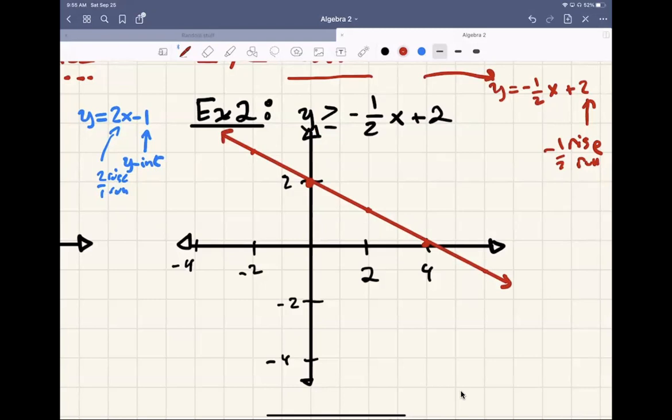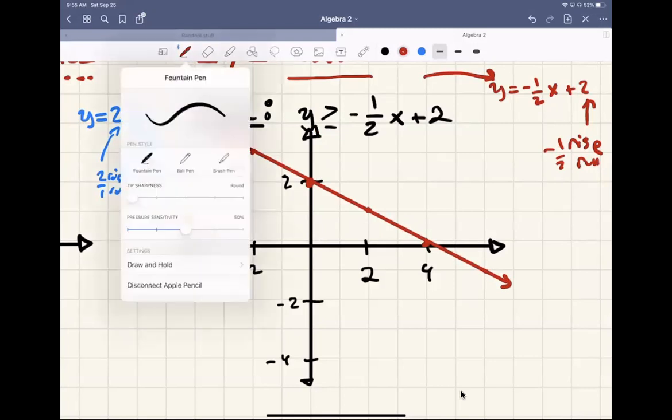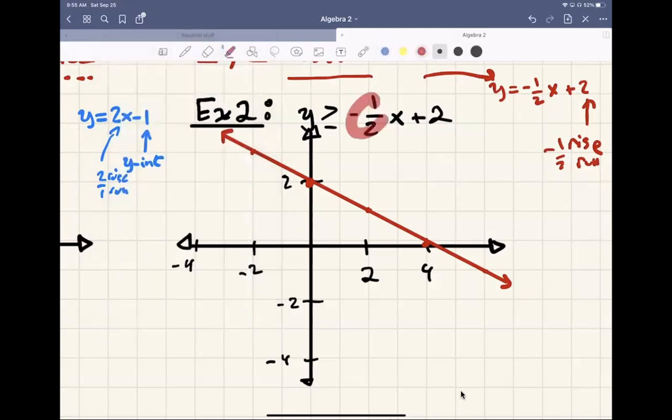But now you're going to notice the next part. Because our slope is negative, our graph goes down. But you're going to notice that we're still on the y part, so we want the parts that are above our line. And so what's the above part on this example?